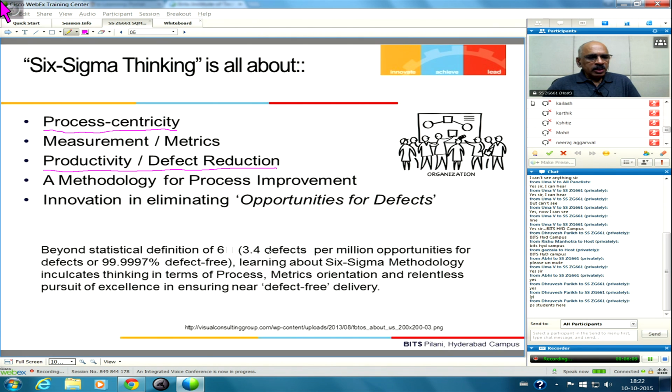Learning about Six Sigma methodology inculcates thinking in terms of processes, metrics, and pursuit of excellence in ensuring defect-free delivery. By the way, the word defect-free is utopia. There is nothing like 100% defect-free or zero defect. But reasonably, we can say that if your process capability is Six Sigma, meaning only 3.4 defects occur per million opportunities for defects, then it is nearly zero defect or defect-free.